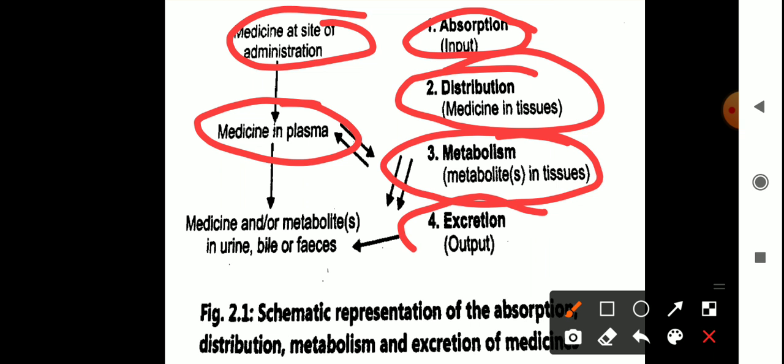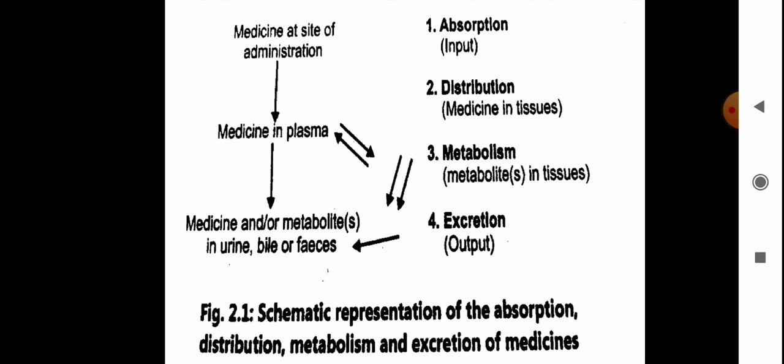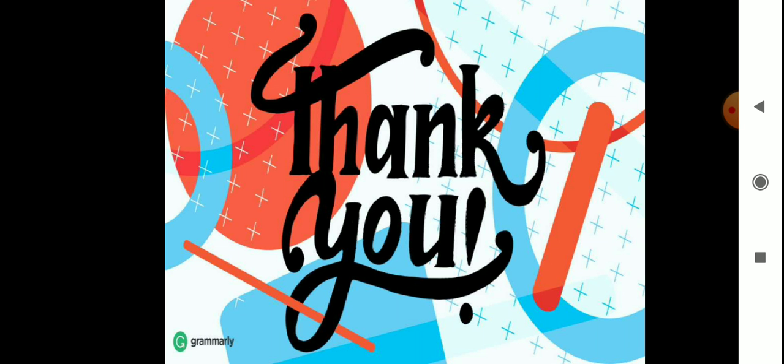The last process is excretion, which is done through urine, bile, or feces. So this is about the ADME processes. You can understand the ADME process easily by this schematic representation. So this completes the ADME process.